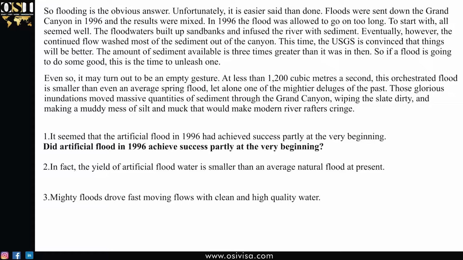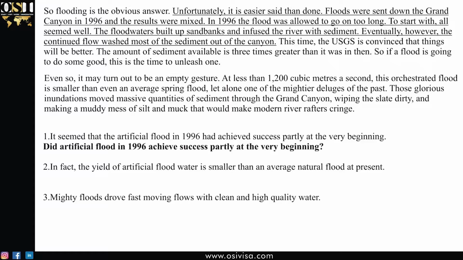Did the artificial flood in 96 achieve success partly at the very beginning? So did it achieve success in the beginning, and was it part success, are the key areas that we need to focus on. So in the first paragraph, I have already highlighted some sentences, and we'll start reading from, unfortunately, it is easier said than done. Floods were sent down the Grand Canyon in 96 and the results were mixed.